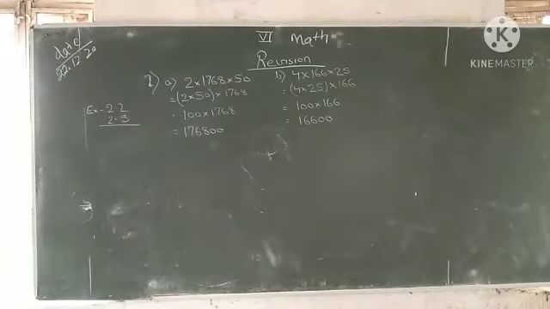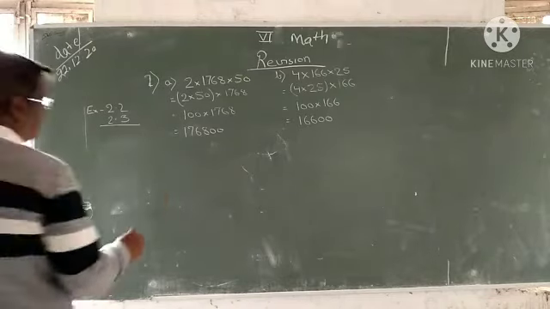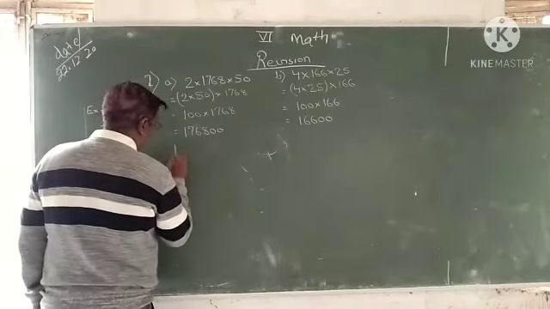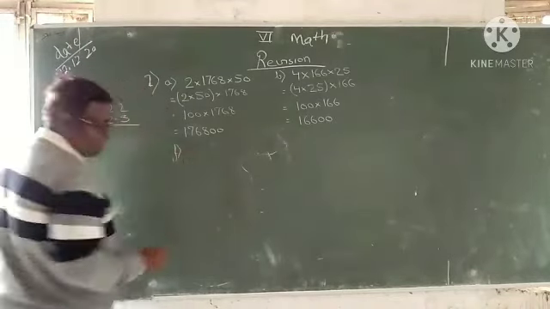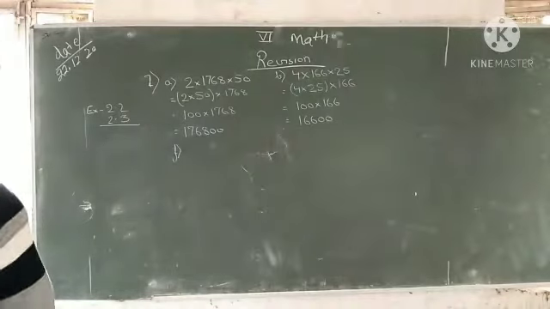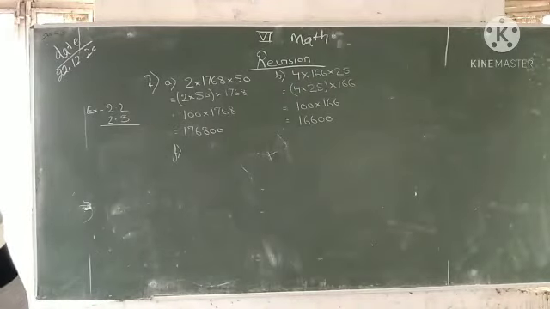Let's try with another one. Let's try the last one, F. The numbers which are given are 125 into 40.